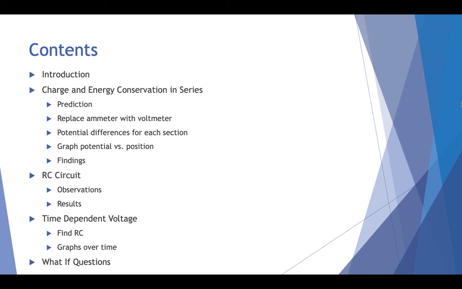So for the contents of this video, we'll go through the introduction and then the charge and energy conservation in series. The prediction of what the current will be, we'll replace the ammeter with a voltmeter, look at the potential differences in each section and graph them, and then talk about findings. Then we'll go to the second part of the lab, which is RC circuit observation and results, and then time-dependent voltage, find the value of RC and graph those over time, and finish with the what-if questions.